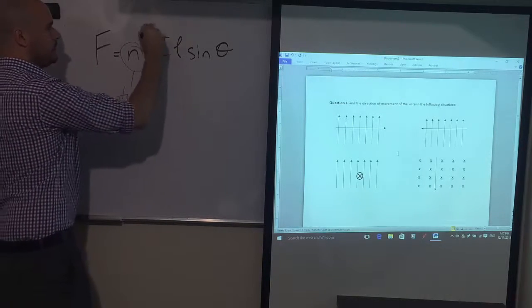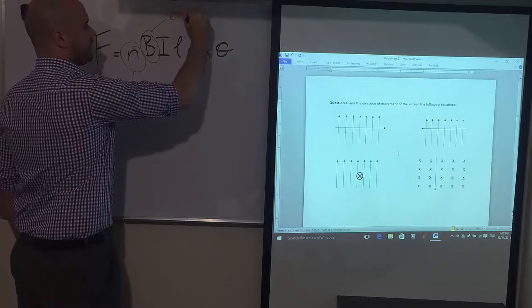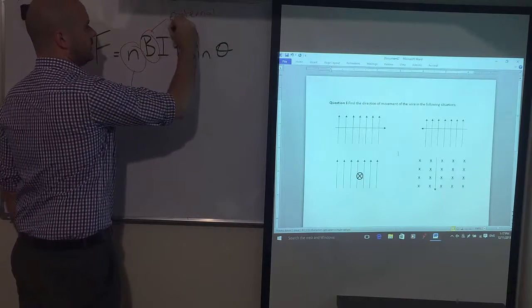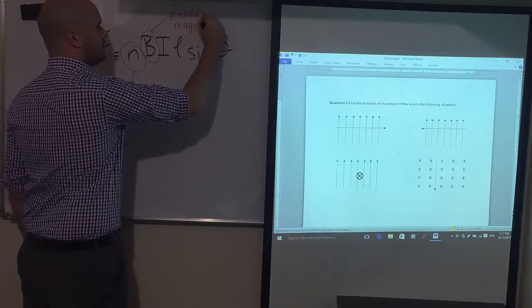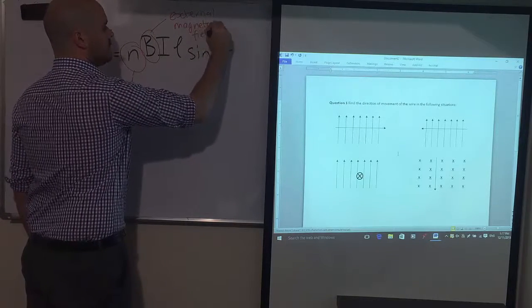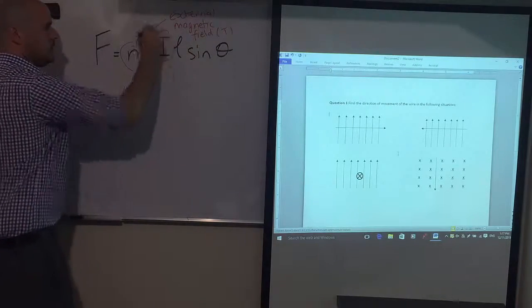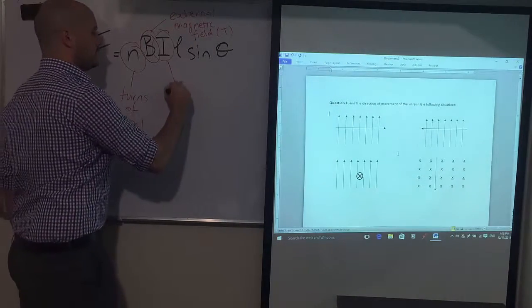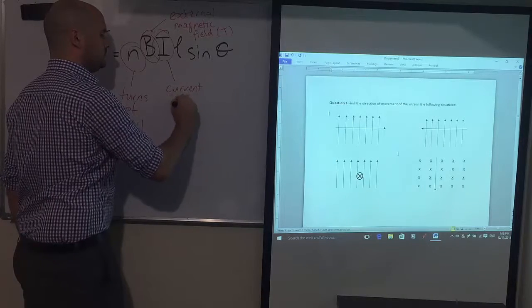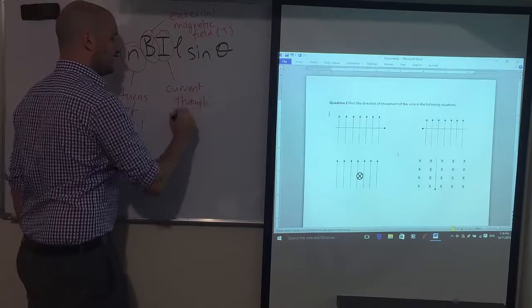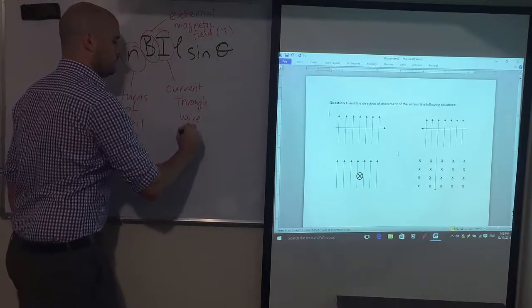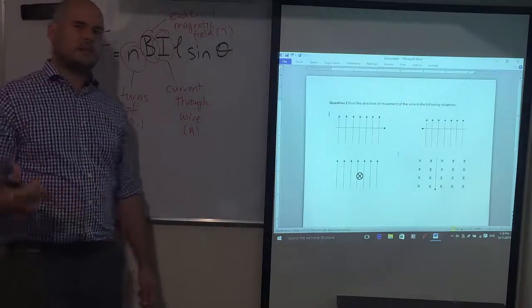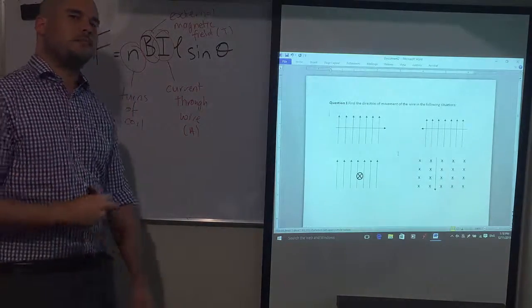Our B, this is the external field strength, and that's going to be a magnetic field. So the external magnetic field strength, and this is measured in Tesla. I is the current flowing through the wire. So this is current through the wire, measured in amps. And L is the length of the conductor, or the length of the wire, measured in meters.